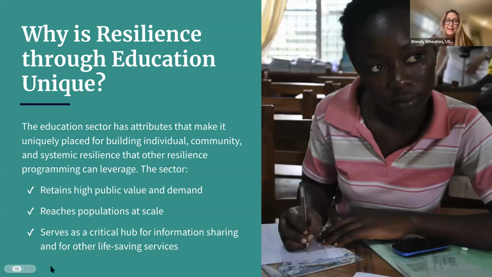How is education unique in this endeavor? The education sector has attributes that make it uniquely placed for building individual, community, and systemic resilience that other resilience programming can also leverage. Education retains high public value and demand from communities. It reaches populations at scale, and it serves as a critical hub for information sharing and other life-saving services. On to the next slide.